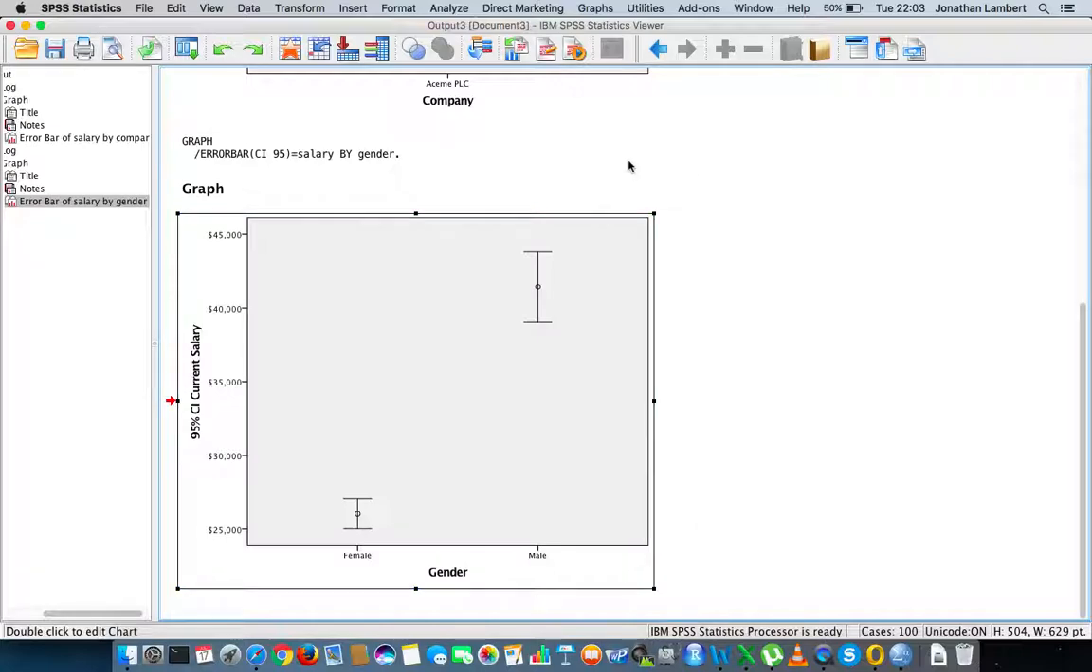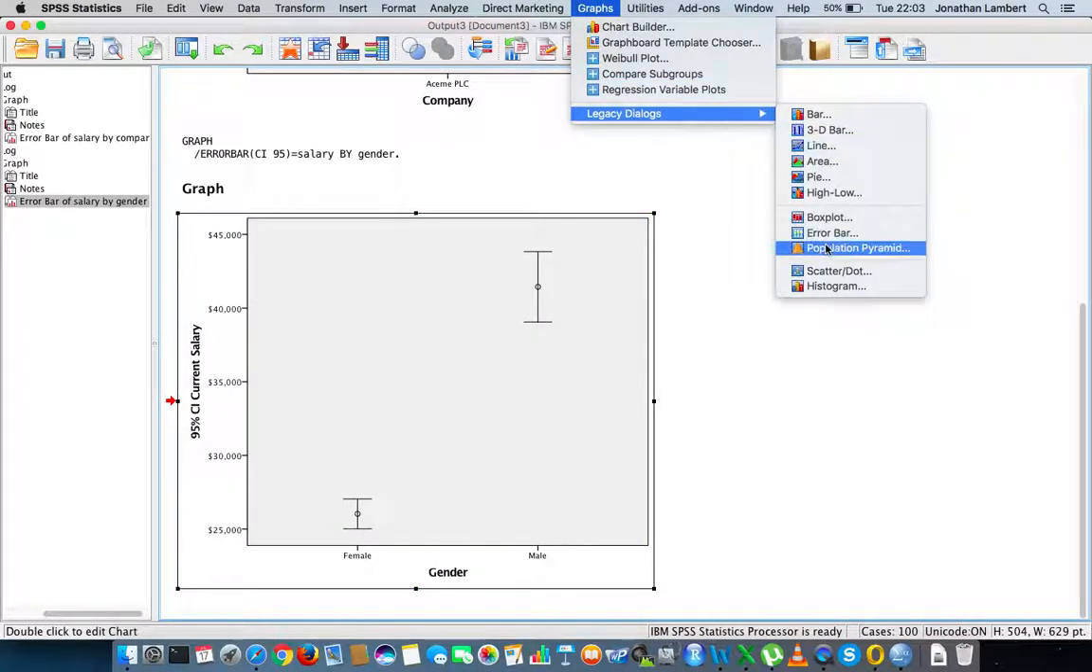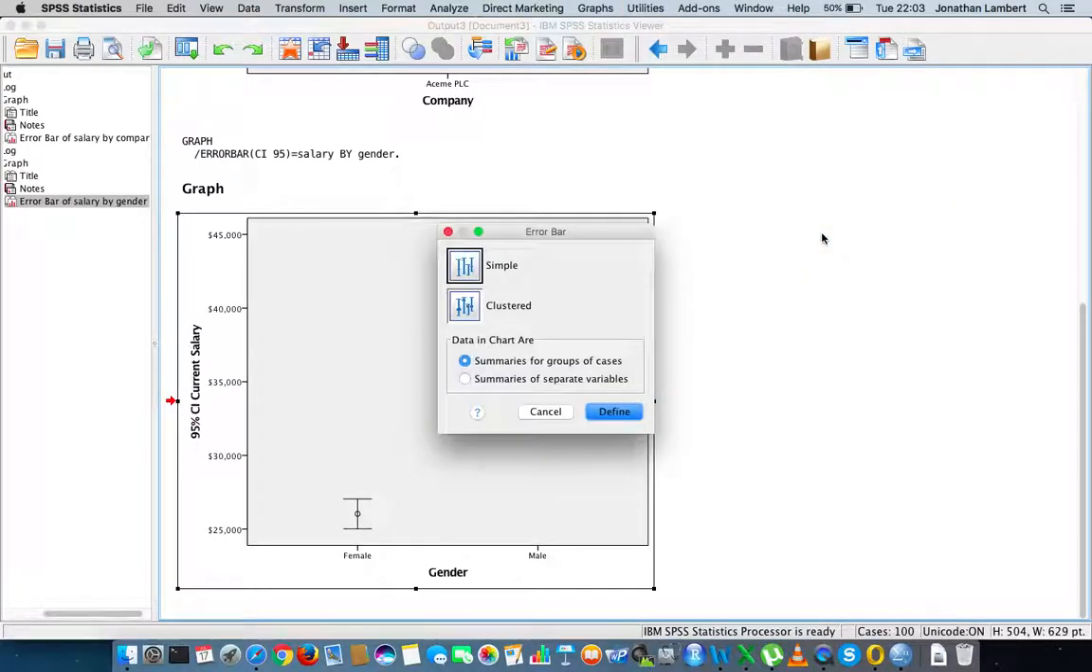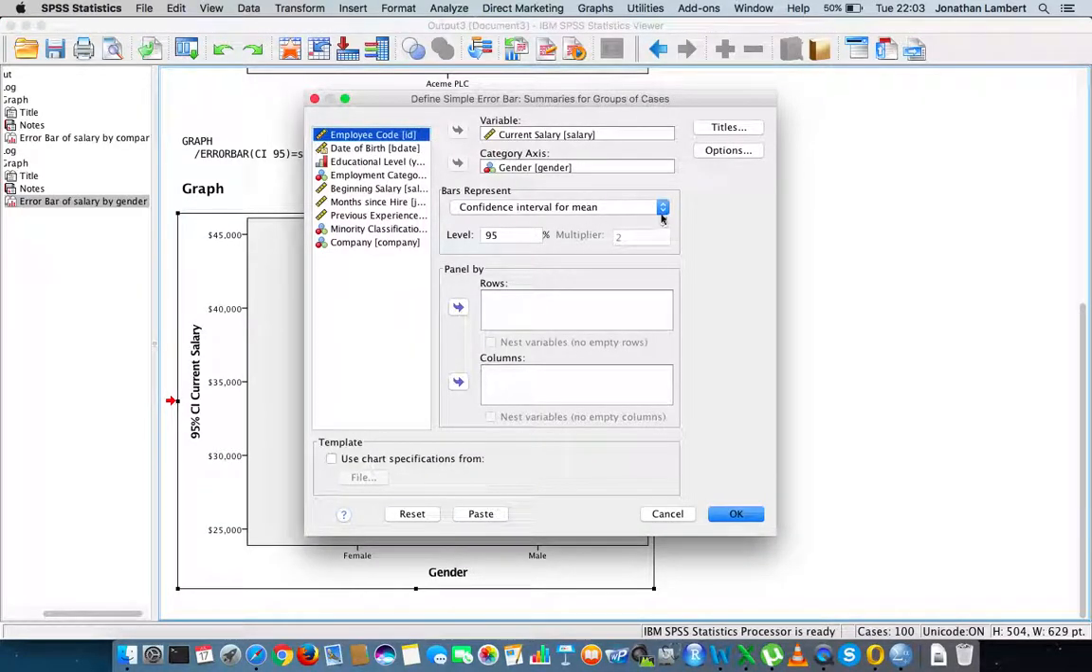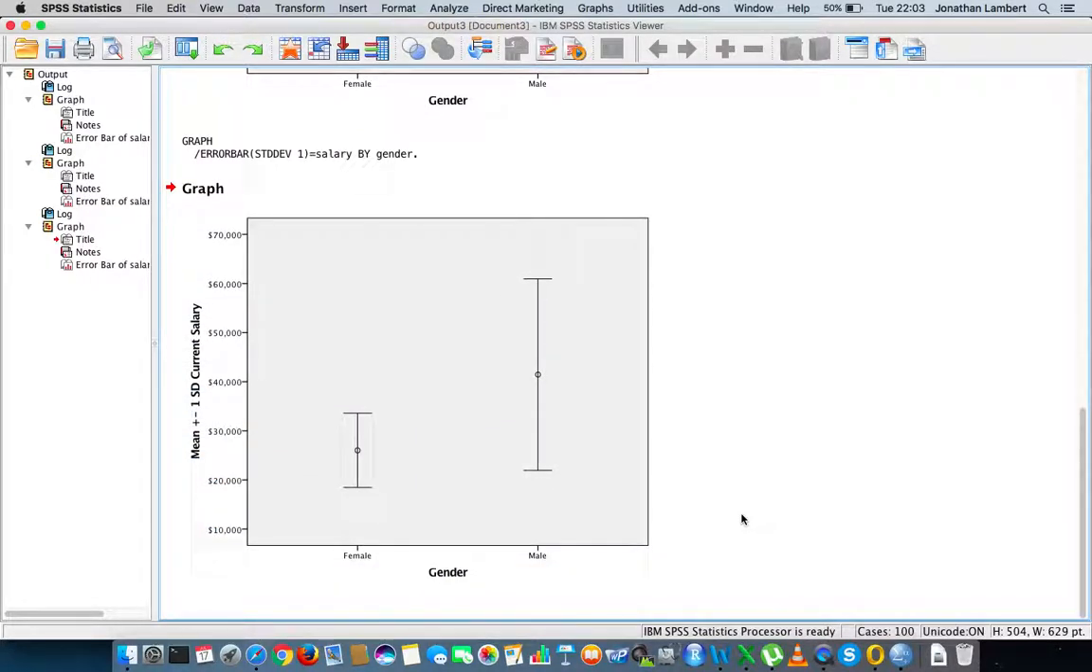Okay, let's continue. Let's go to graphs, legacy dialogs, error bars. There are other options that we can choose. We could create intervals that are based off standard deviations. So let's choose standard deviations as an example. The multiplier here allows us to choose the interval based on a certain number of standard deviations, plus or minus. Let's choose one, so one standard deviation above and below the mean value. Once we do that, we get error bars that look something like this.